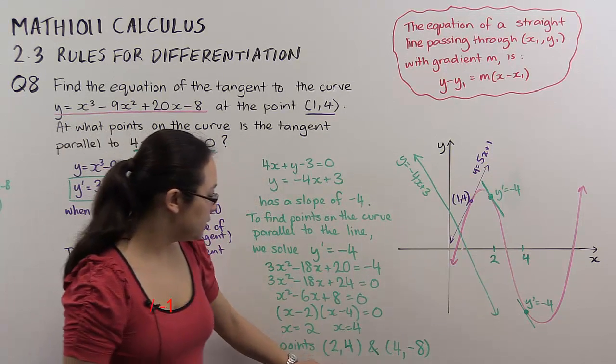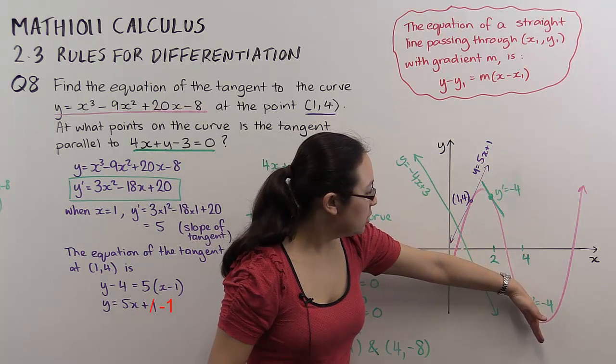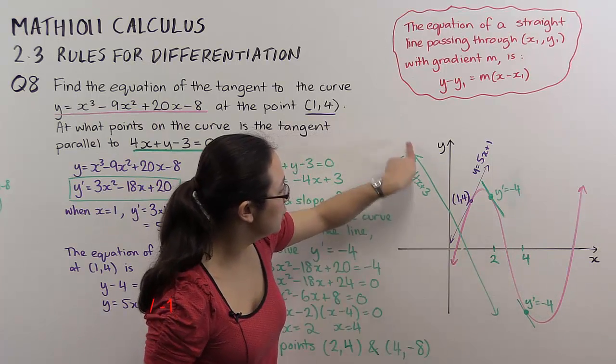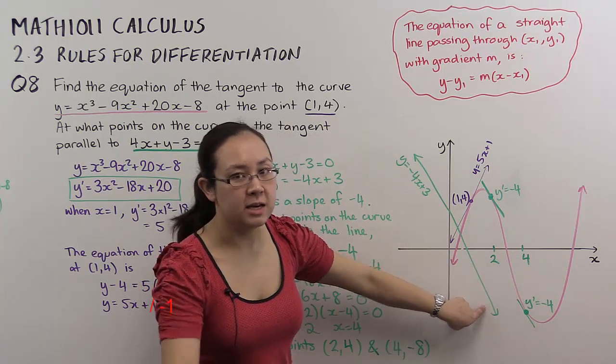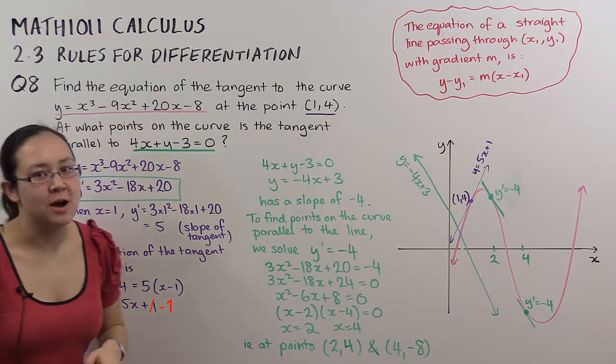So there are 2 points, 2, comma 4 and 4, comma minus 8, here and here, where the slope of the tangent to this pink curve is equal to the slope of this line here. That is, the tangent is parallel to this line 4x plus y minus 3.